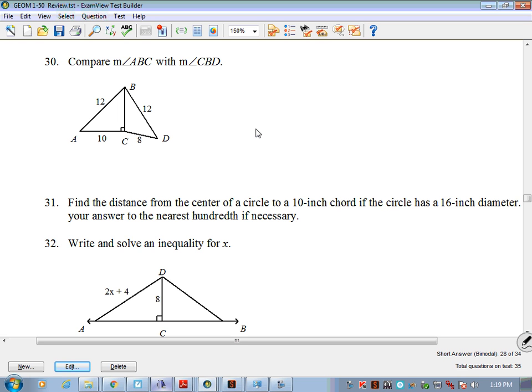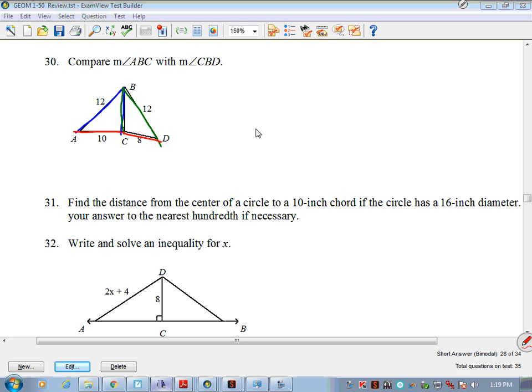Measure angle ABC. We want to compare it with measure angle CBD. We do know that BC and DC are congruent to each other. BC is congruent to BC, and AB is congruent to BD. If I'm comparing these, what am I noticing as the difference? What's the only difference between those two triangles? The length of AC to CD.